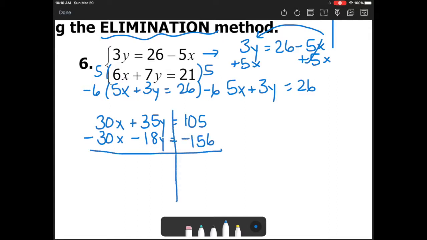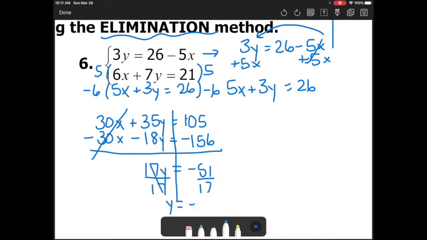Now I can do my elimination because right there is my 0 pair. So 35 minus 18 is going to be 17, so 17y. 105 minus 156 is going to be negative 51. Divide by 17, and y is equal to, I think, 3.